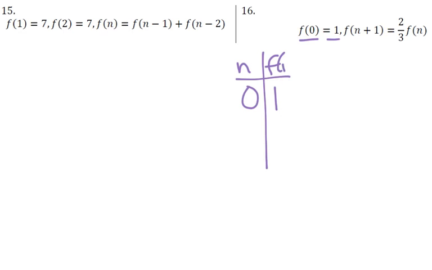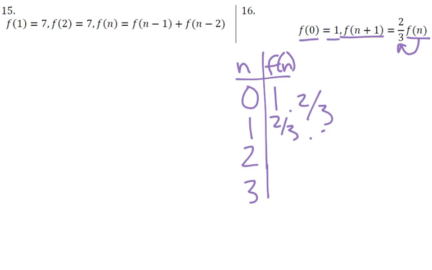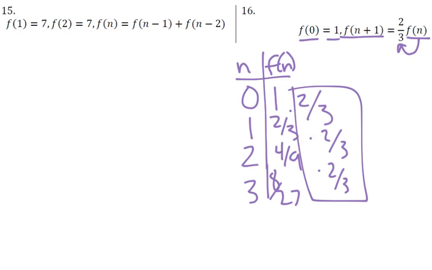And then we're told to get to the next number, we take the previous one and we times it by 2/3. So we times each one by 2/3. So timesing by 2/3 would just make it go bigger and bigger. Okay, but we're multiplying by the same number each time, so that would be exponential, that geometric pattern.